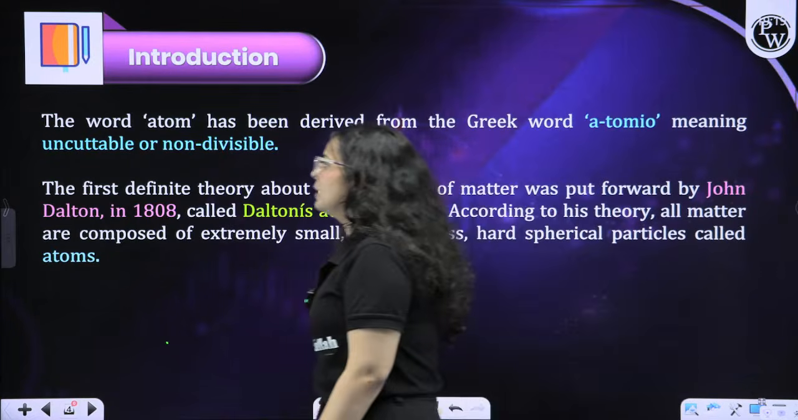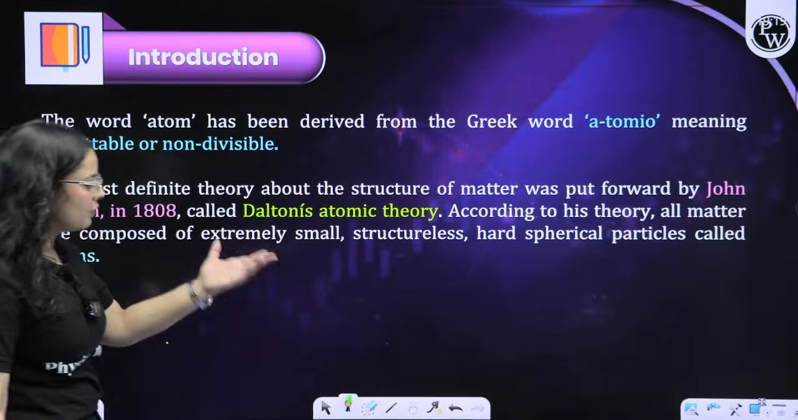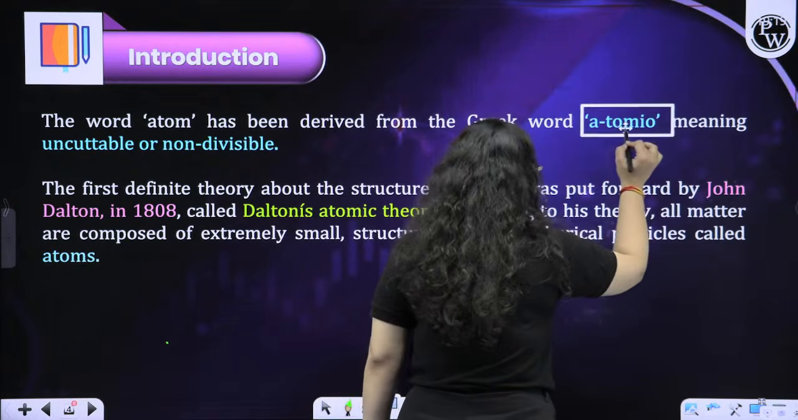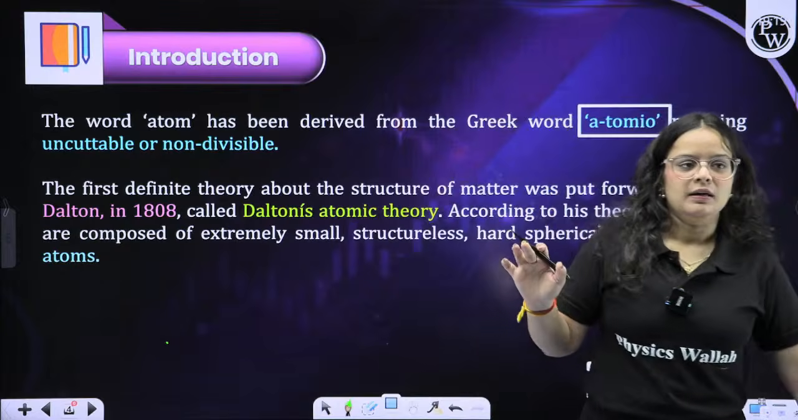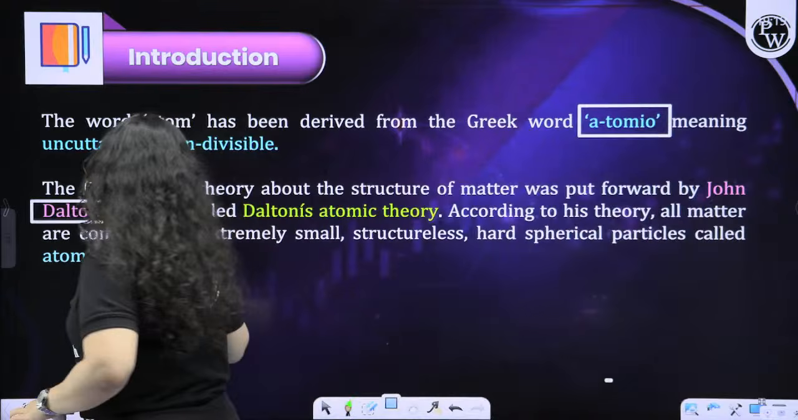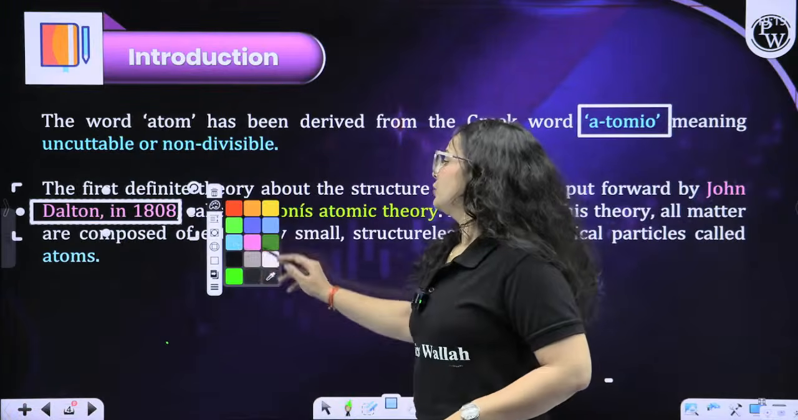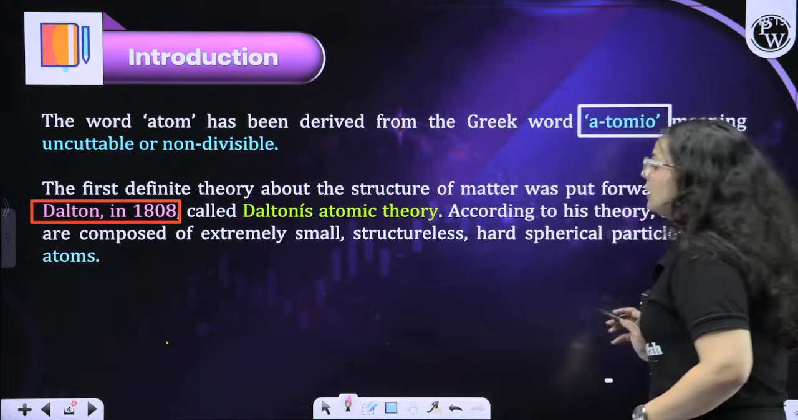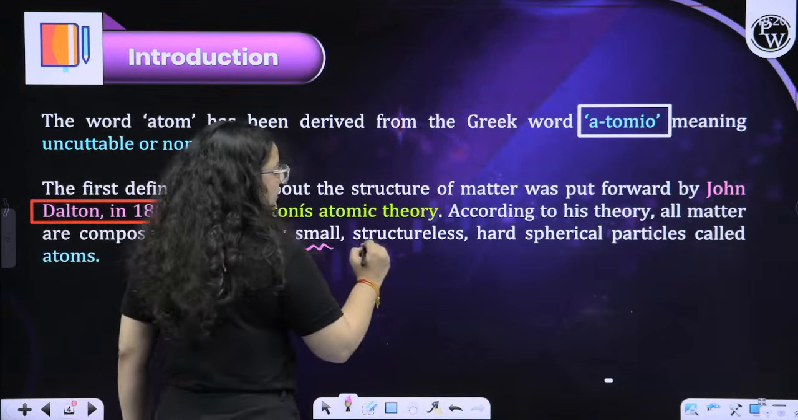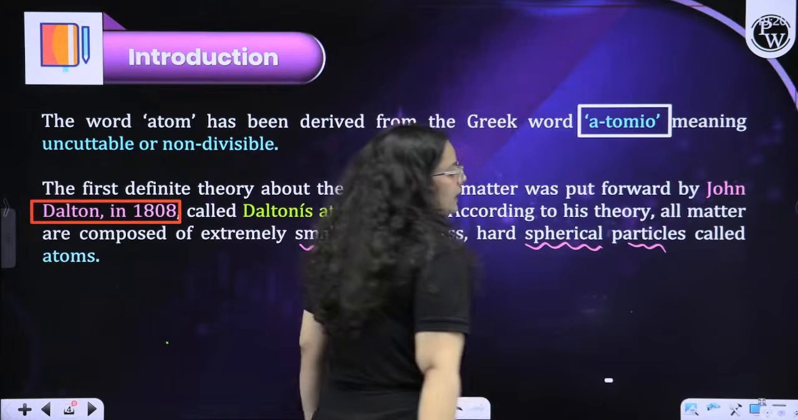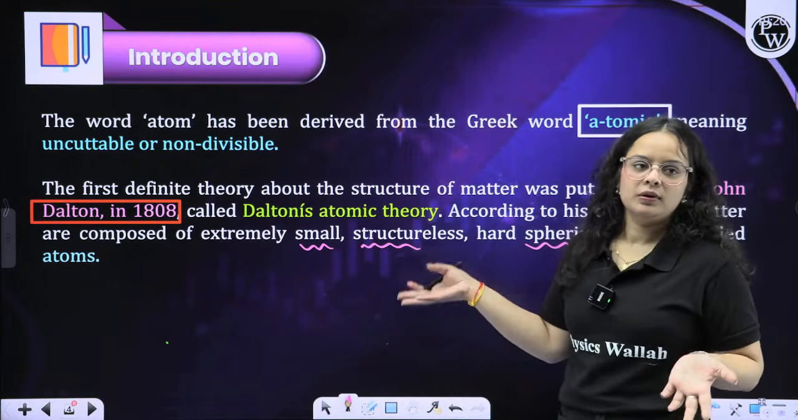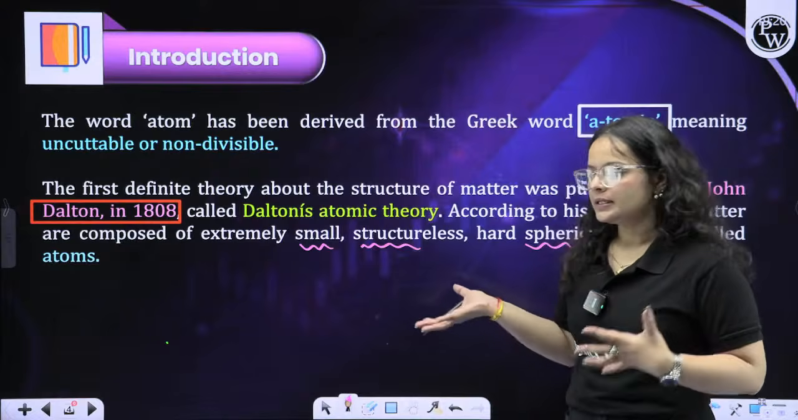Fine. All right, starting off with the basic terminology, that is atom. What is the meaning of atom? See, the word atom comes from atomu, that is something uncuttable, indivisible, not divided at all. The first theory was given by Dalton. In 1808 Dalton gave the theory where he discussed that atoms are very small, structureless, spherical particles. We name them atoms, right? Indivisible, uncuttable.